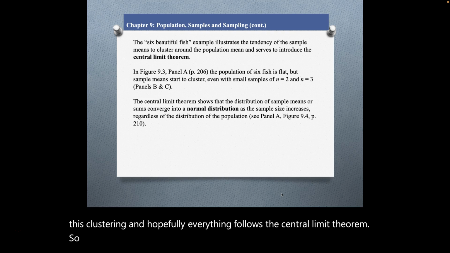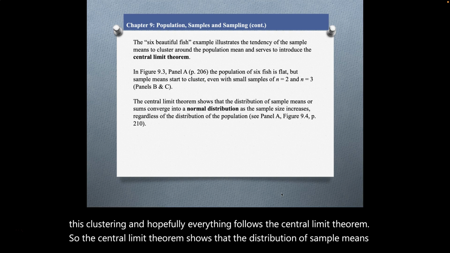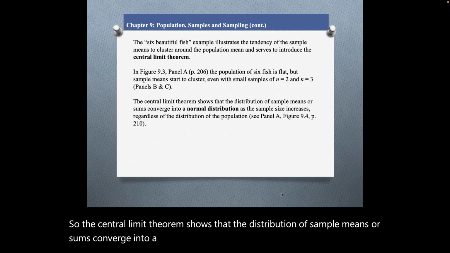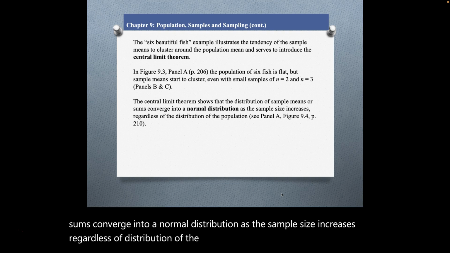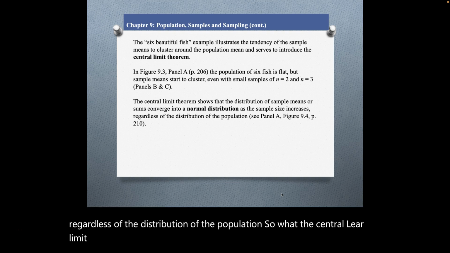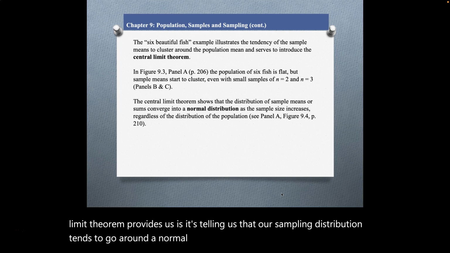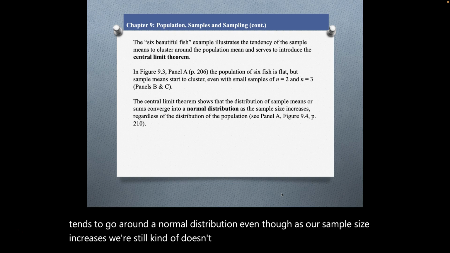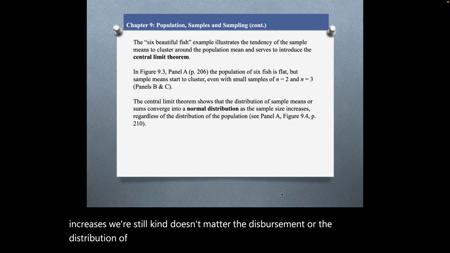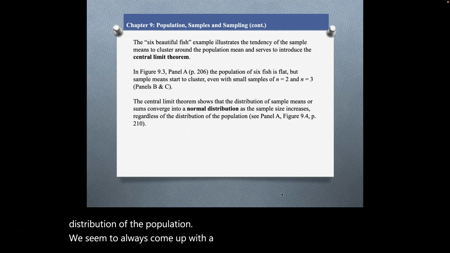The central limit theorem shows that the distribution of sample means or sums converges to a normal distribution as the sample size increases, regardless of the distribution of the population. What the central limit theorem tells us is that our sampling distribution tends toward a normal distribution as our sample size increases. It doesn't matter what the distribution of the population is, we seem to always come up with a normal distribution.